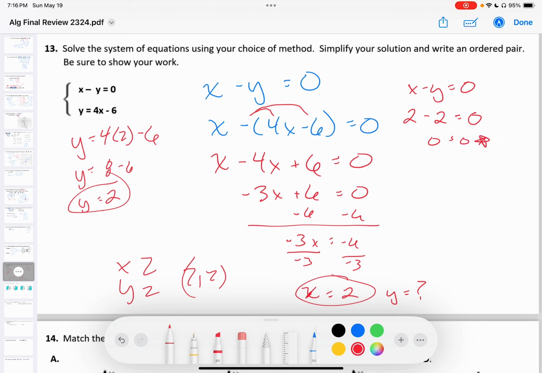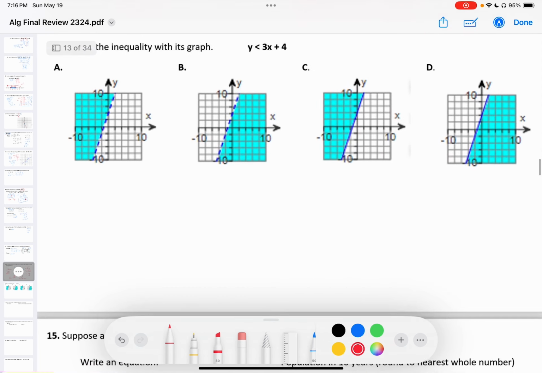Or, in the other one, we said y was 2 equals 4 times 2 minus 6. 2 equals 4 times 2, which is 8 minus 6. 2 equals 2. And that checks out. So we know we're good with our 2 comma 2 there.